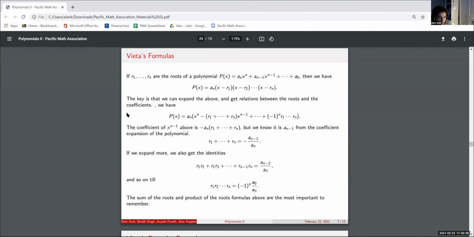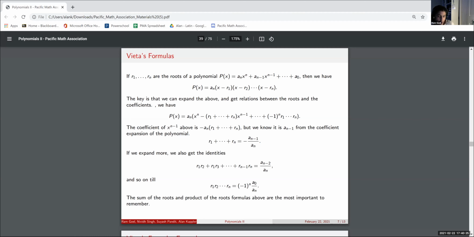So for the sum, it's basically you have a sub n x to the n plus a sub n minus 1 x to the n minus 1 and so on. So you just take the first two coefficients and then you do negative the second one divided by the first one. All right. So basically the key point is to sort of parse all these symbols and see what's really going on. The sum of the roots is negative the second coefficient over the first coefficient.